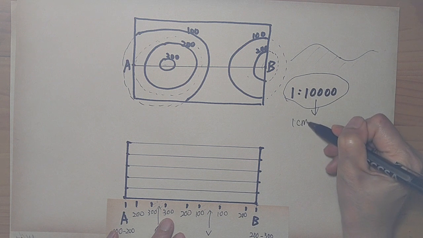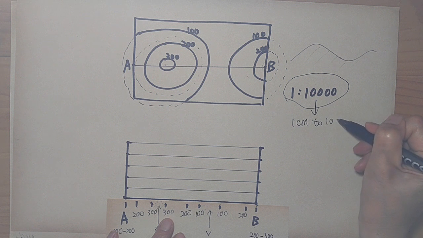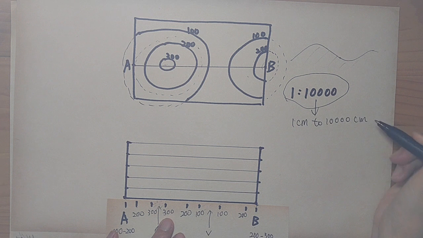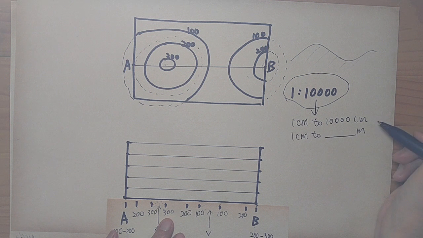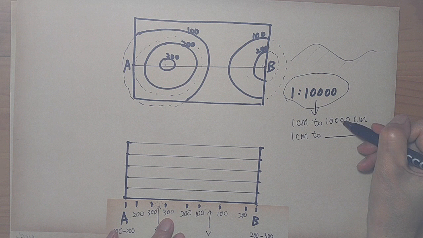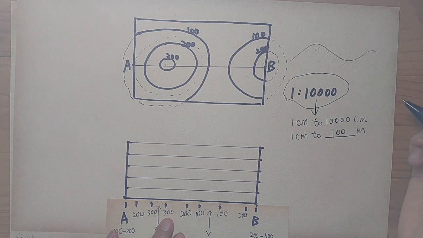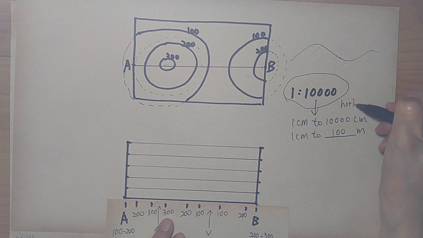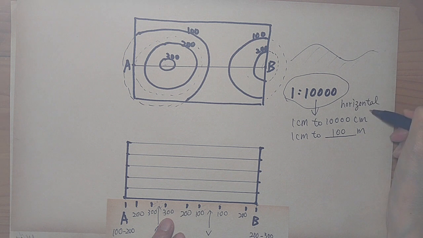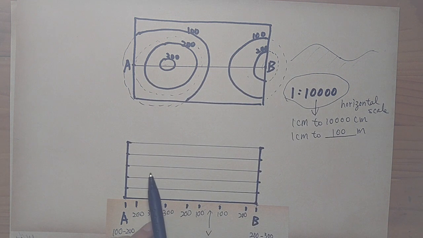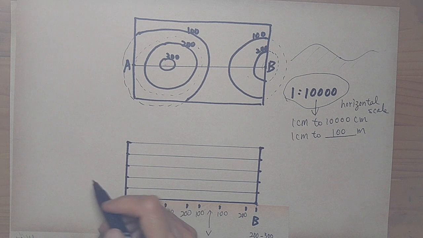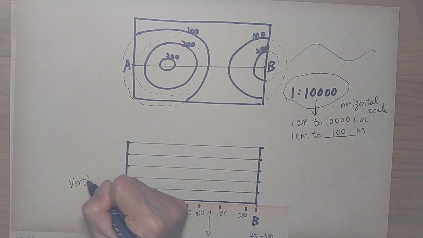So we just try to change this 1 cm to something like this. You add a unit here, and then you change to m. So how many m here? It is divided by 100. So it's 100 meter. So this is called the horizontal scale, alright? 水平距離. That means on the map here, we are using this scale. And then how about the vertical scale? 垂直比例. So here, this is the vertical scale.